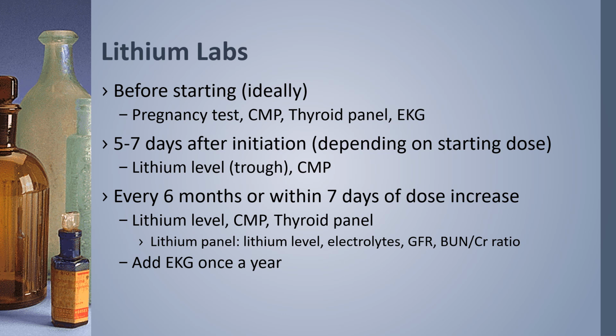So on our routine to just check that level, right? After we've started it, we're going to get that trough level, and then we're going to get another comp. And then if that's normal, then every 6 months or within 7 days of any dose increase, we're going to get another lithium level, another comp, and a thyroid. The lithium panel that you see there encompasses all of that, but those are the specific things that we're looking for in that CMP. And then we're going to do an EKG once a year unless it's abnormal. We're going to get it more frequently than that if it's abnormal.